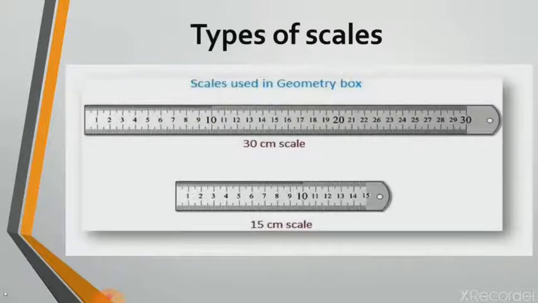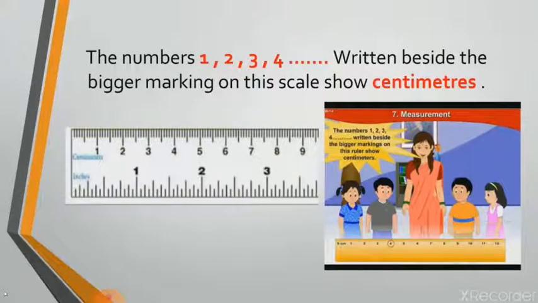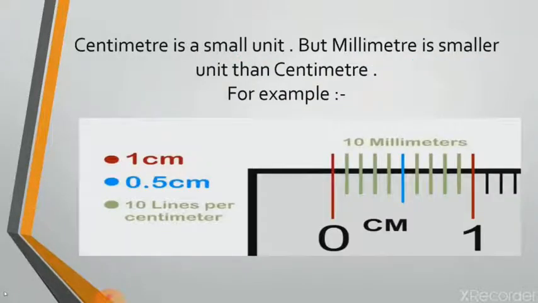Now there are two types of scales. 30 centimeter scale, from which we can measure up to 30 centimeter, and 15 centimeter scale, from which we can measure up to 15 centimeter. In a scale, the numbers 1, 2, 3, 4, 5 up to 15 or 30 are written beside the bigger marking in centimeter side, so centimeters. Centimeter is a small unit, but millimeter is a smaller unit than centimeter.